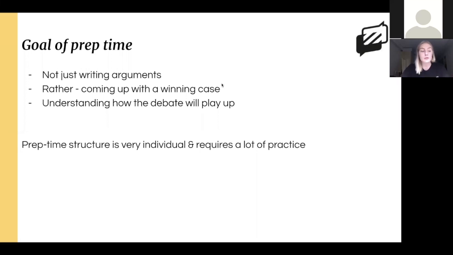Some people go more with the flow in terms of their prep time, but this is generally something that requires a lot of practice. Especially if you speak with one teammate very consistently, it is certainly going to up your game in the debate if you have a very good prep time routine in place, or you know all of the things that you're going to do in prep time.